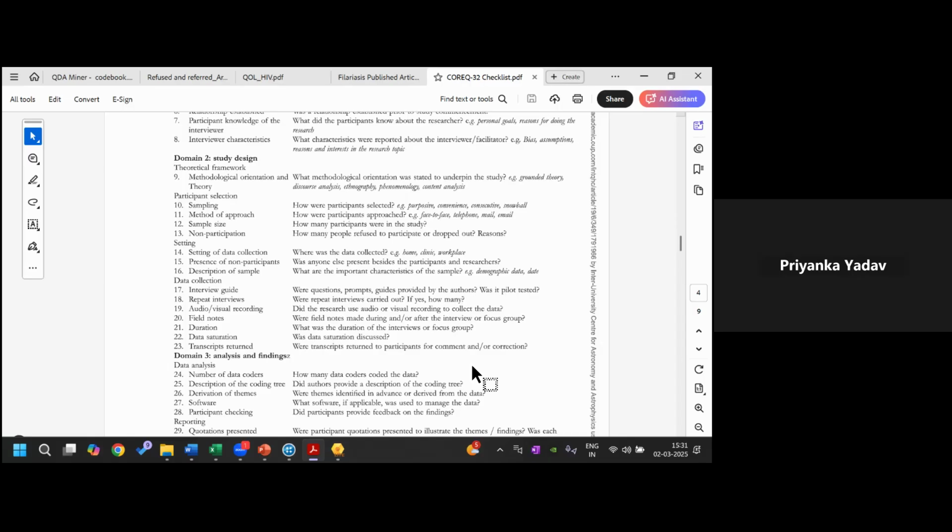Did the research use audio or visual recording to collect the data? Field notes. Were field notes made during and or after the interview or focus group? Duration. What was the duration of the interviews or focus group? Data saturation. Was it discussed? Transcripts returned. Were transcripts returned to participants for comment and or correction?